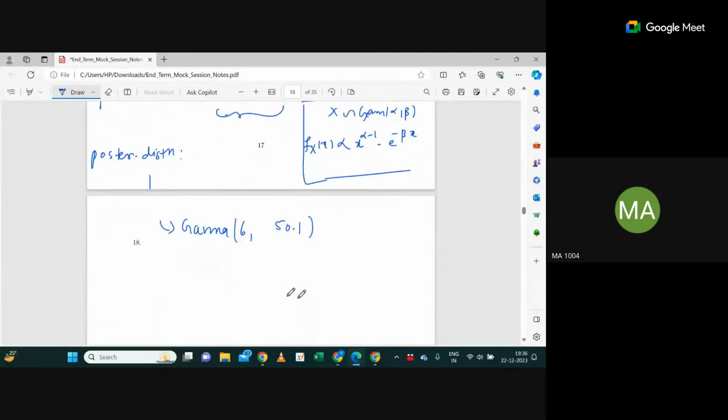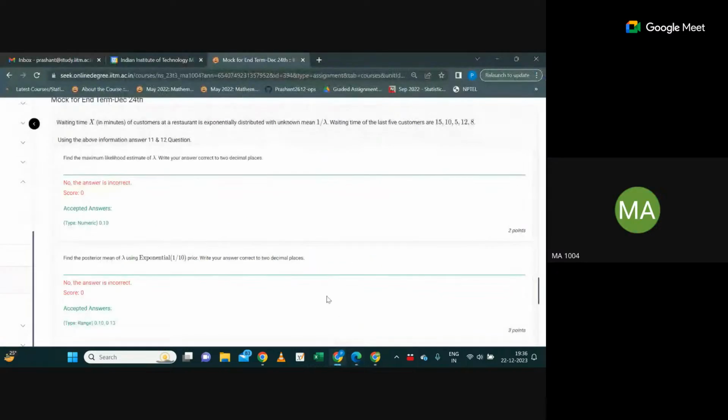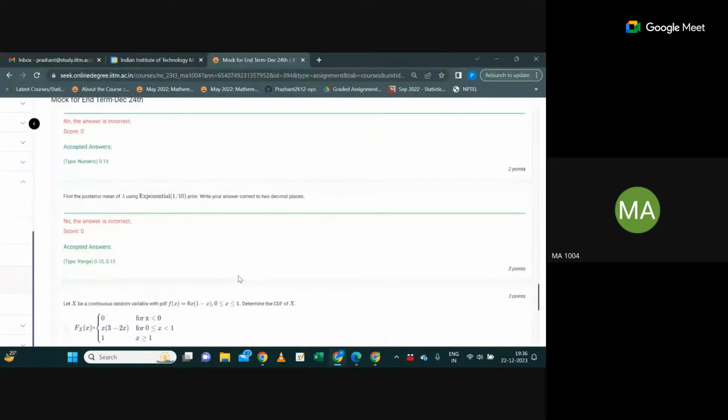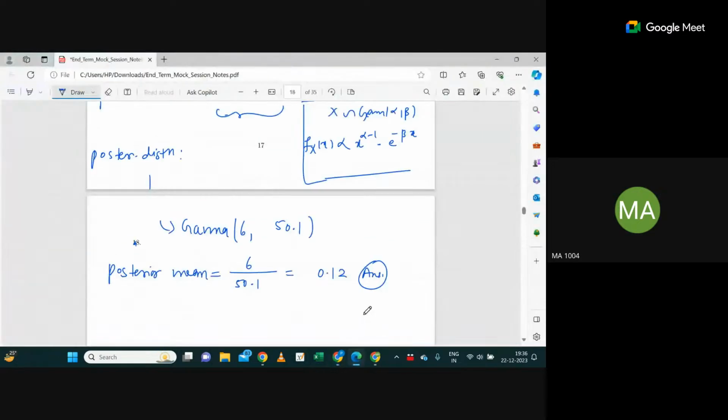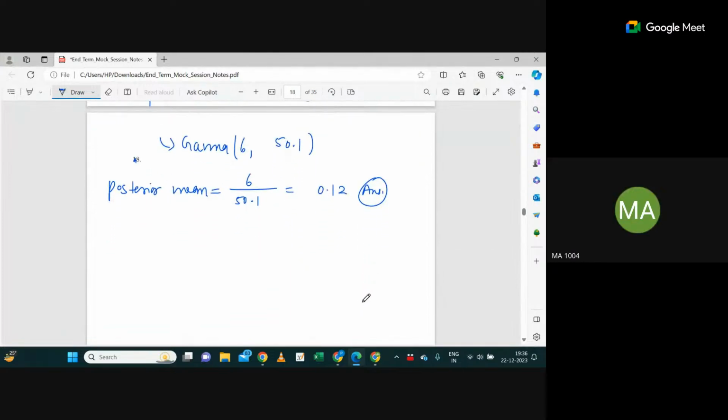Now, what is the posterior mean? Our main question was the posterior mean. In case of gamma distribution, mean is alpha divided by beta. So alpha is 6, beta is 50.1, which is nothing but, I can solve it, 0.12. So this should be the answer. Let's check. Yeah, 0.12 is inside the range. Okay, is this clear? Yes, sir. Fine. So we can move to the next part.